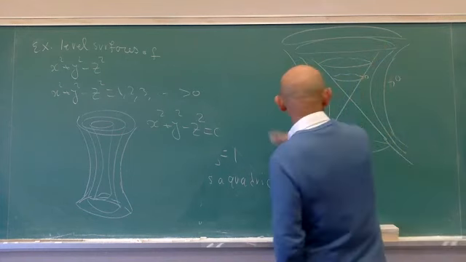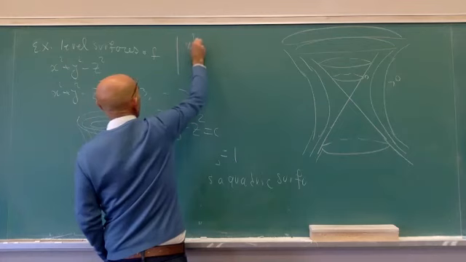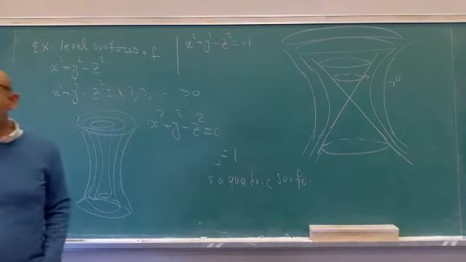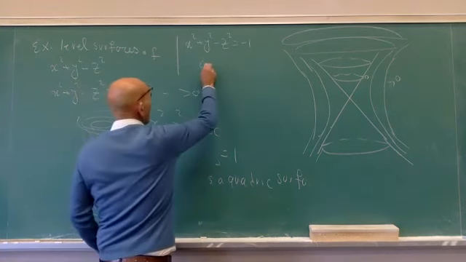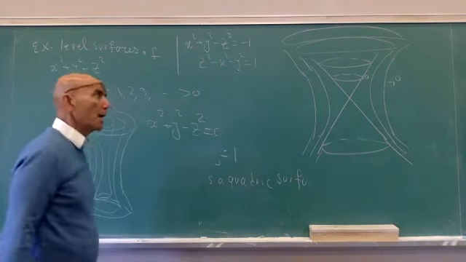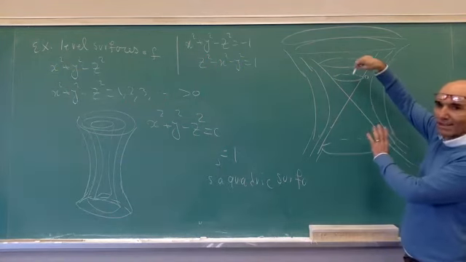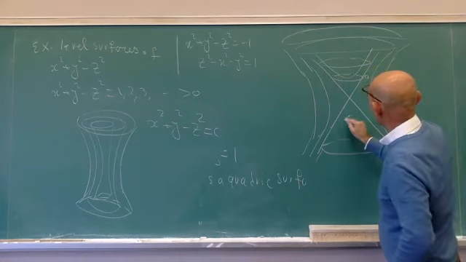Let's see how it works. The case that's remaining is negative: x squared plus y squared minus z squared is equal to -1. Why is this a hyperboloid of two sheets? You can multiply by -1, and then it reduces to that case. If you multiply by -1, you get z squared minus x squared minus y squared equal to 1. This is indeed a hyperboloid of two sheets, and it's all inside.